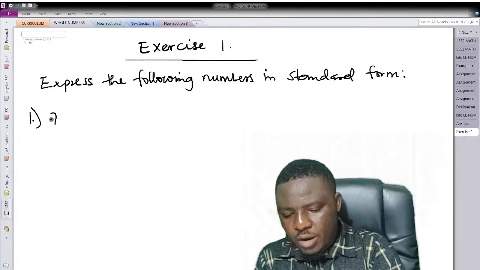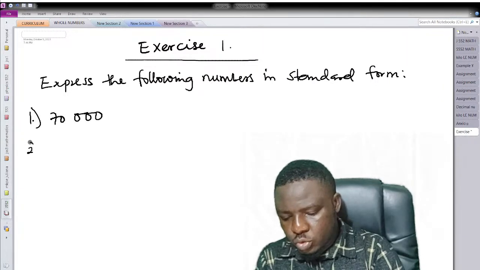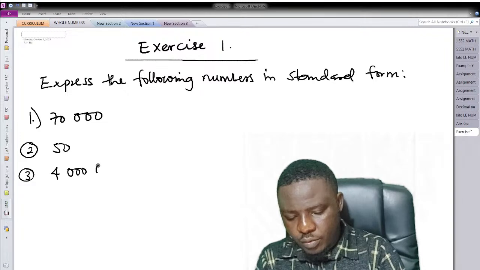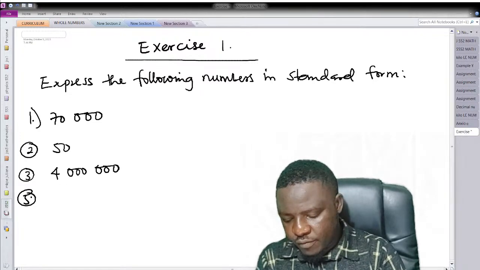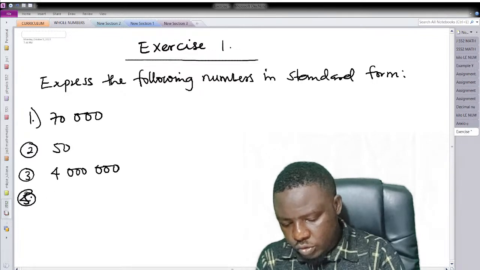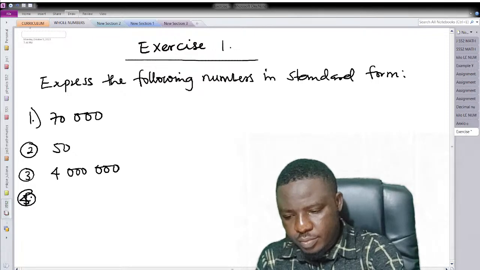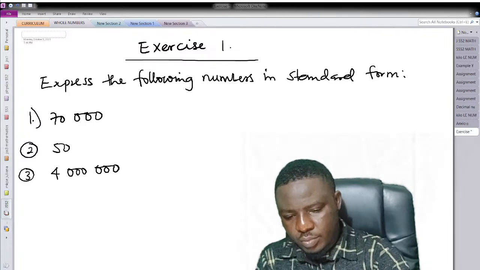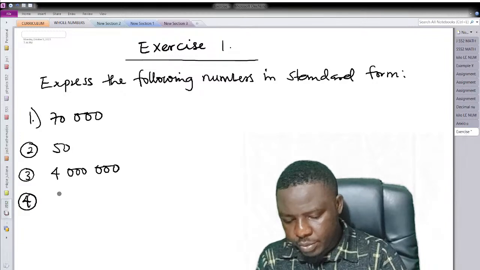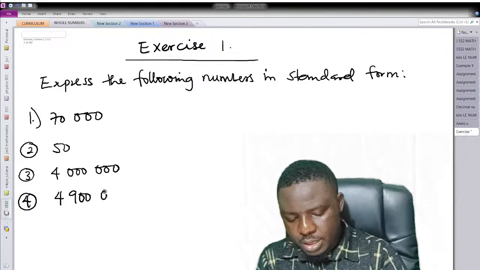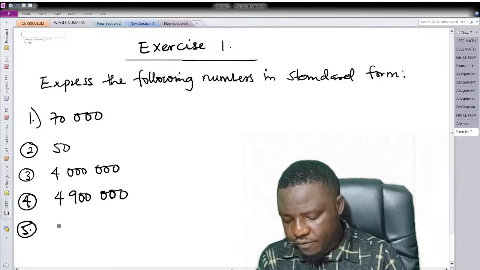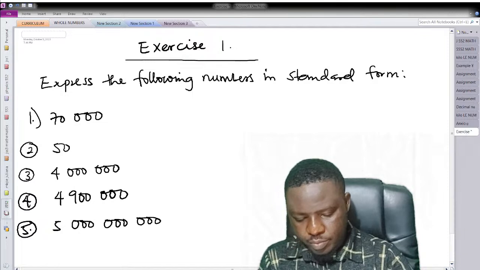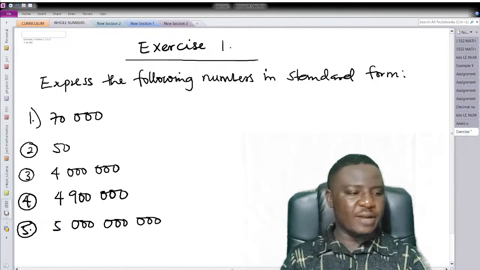1, you have 70,000, 2, 50, 3, 4 million, 4, 4,900,000, and 5 billion. Okay, can you express this in standard form?